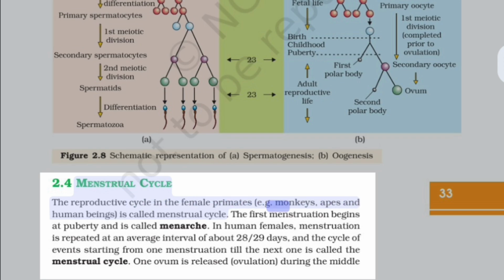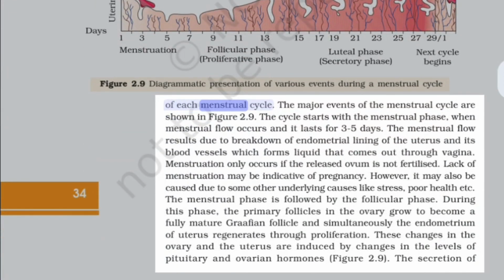Menstrual cycle. The reproductive cycle in the female primates, for example monkeys, apes, and human beings, is called menstrual cycle. The first menstruation begins at puberty and is called menarche. In human females, menstruation is repeated at an average interval of about 28 or 29 days, and the cycle of events starting from one menstruation till the next one is called the menstrual cycle. One ovum is released, ovulation, during the middle of each menstrual cycle.